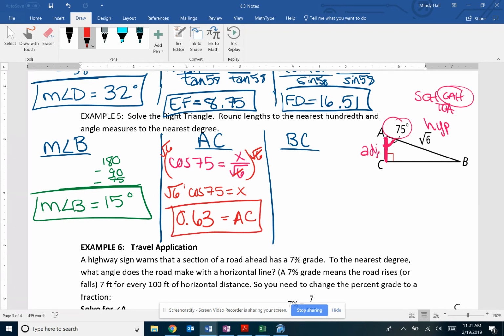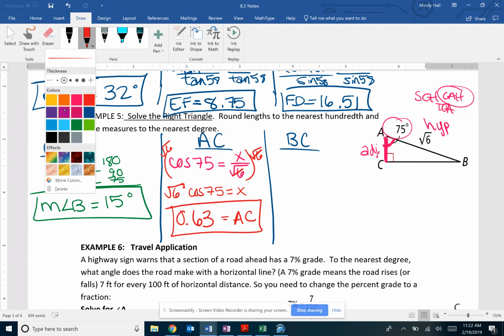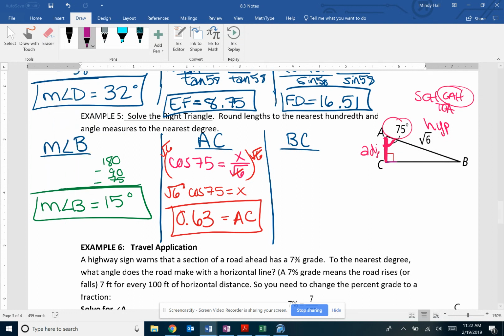Okay, and that makes sense because this is a right triangle. My hypotenuse should be longer than all my sides, and the square root of 6 is about 2-ish. So it makes sense that it's not a very big number for AC. So then to find BC, we are going to do basically the same thing, except BC is now our opposite of 75. So because it's opposite and hypotenuse, now you'd be using sine. So sine of 75 equals opposite over hypotenuse. And then you'll multiply by square root 6.